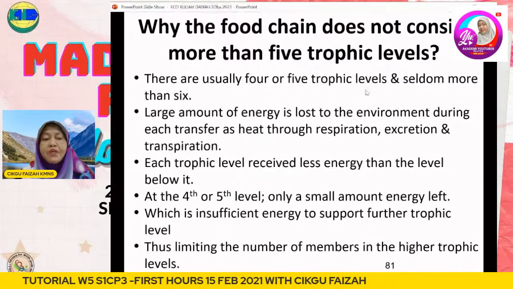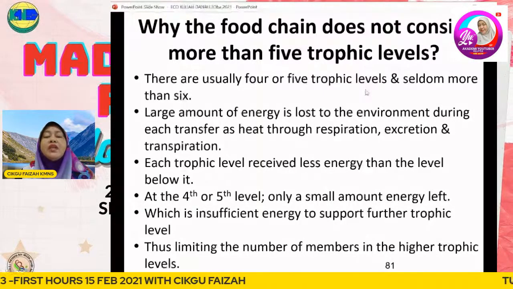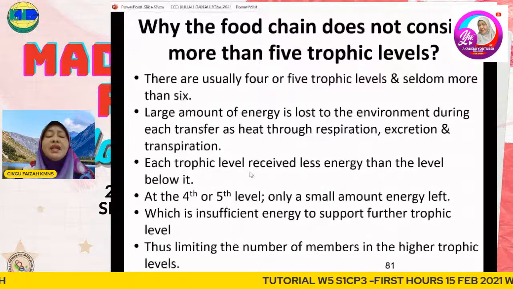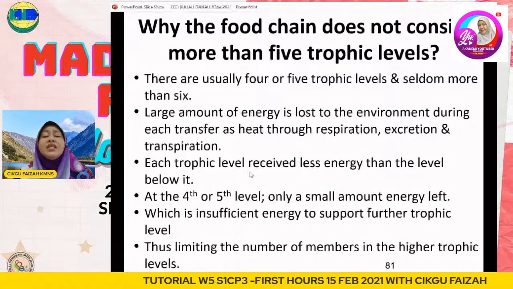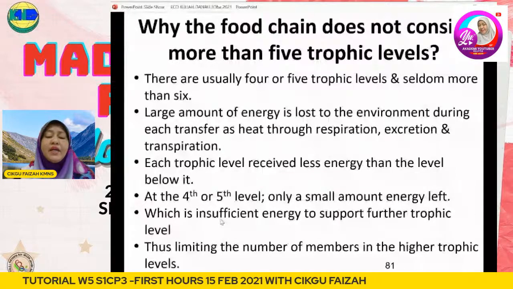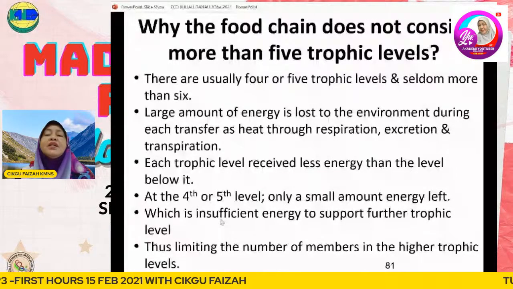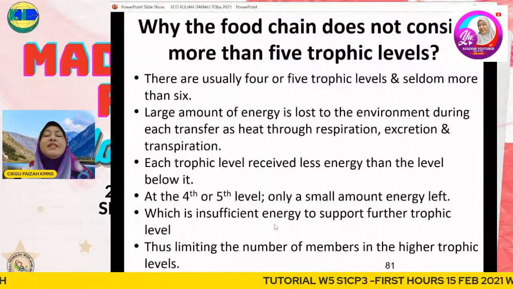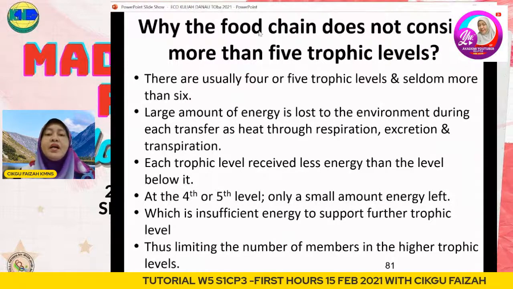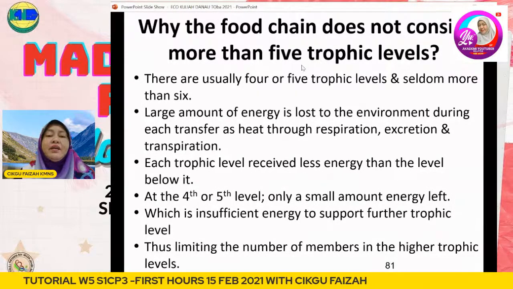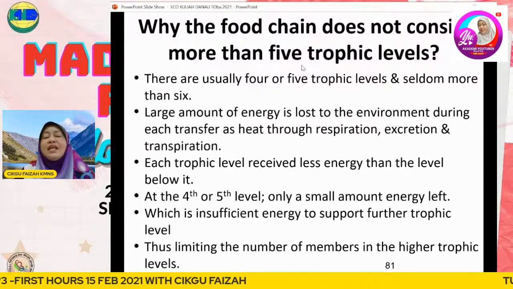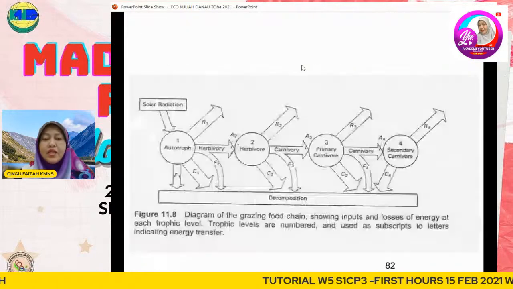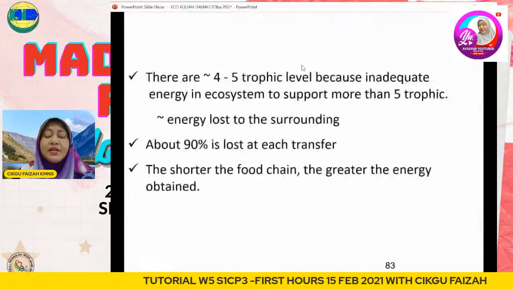Why? Because each trophic level, if you look, class, will receive less energy. So when it reaches the topmost trophic level, the energy received will be insufficient to support life. That's why in the pyramid of energy the maximum is only 5. Even that maximum is rare; usually it is 4. 5 is occasional, depending on the food web or the food chain. 6 will definitely never happen. Okay. So that is the reason why.